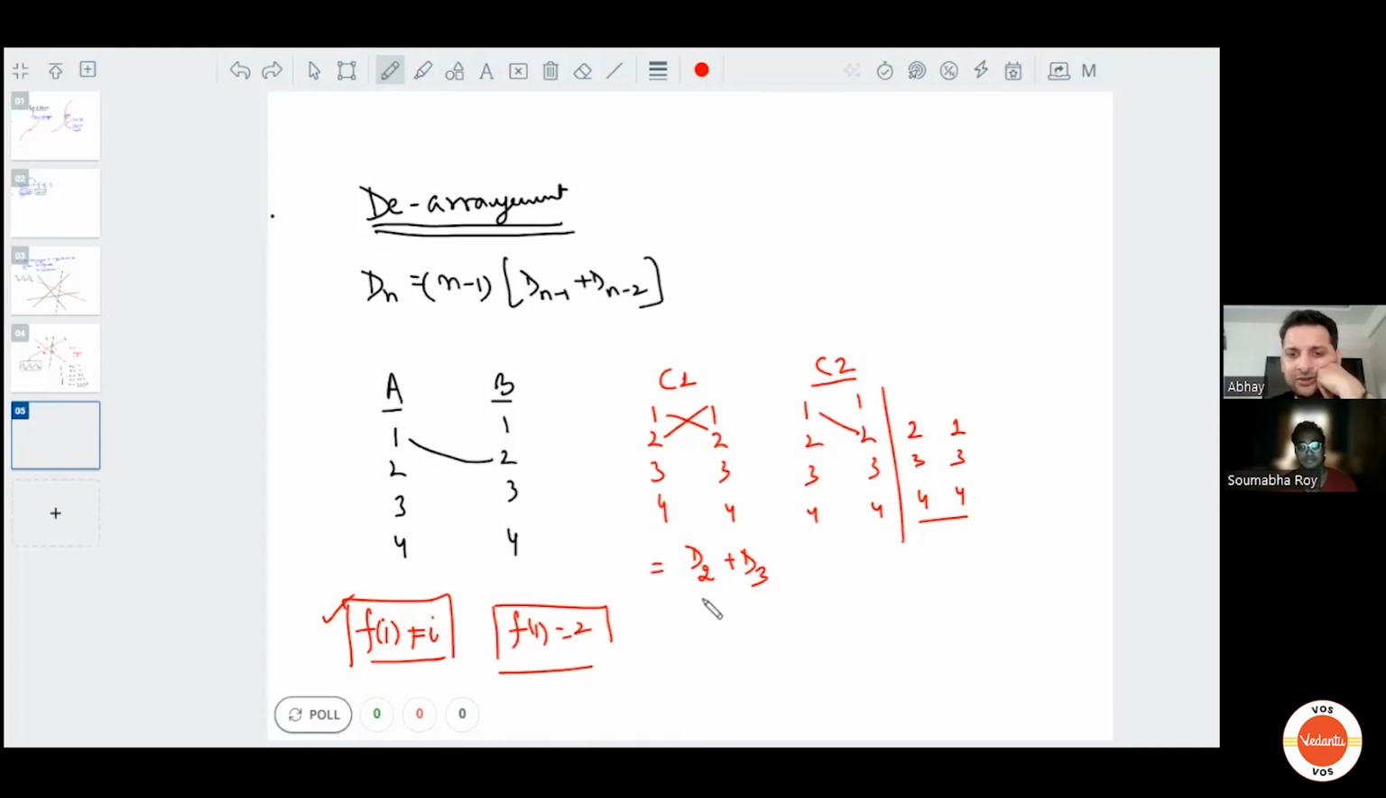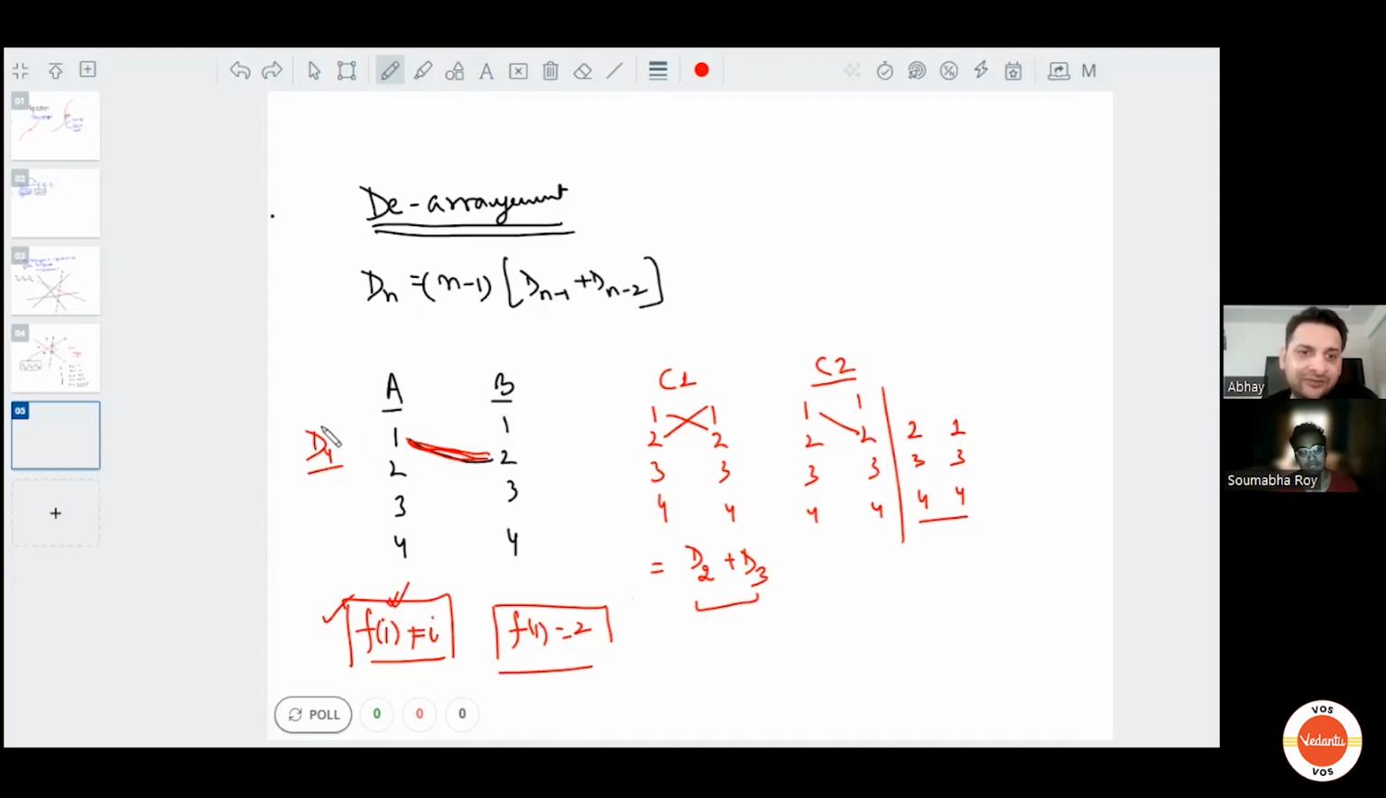Okay, sir. Got it. So this is D2 plus D3. Now, can I say if this was not the condition, 1 going to 2 was not the condition, then it would be D4. There were 4 objects to be deranged following this condition.